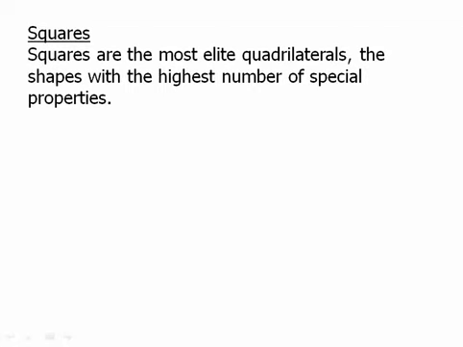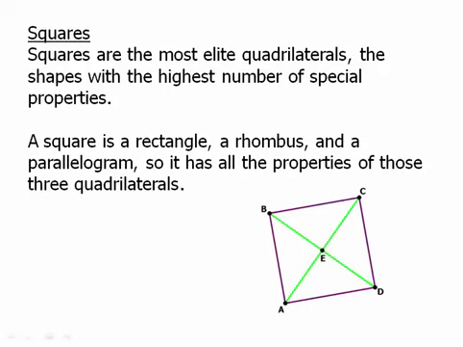Finally, among this set, we'll talk about squares. Squares are the most elite quadrilaterals, the shape with the highest number of special properties. A square is a rectangle, a square is a rhombus, and a square is a parallelogram. So it has all the rectangle properties, all the parallelogram properties, all the rhombus properties. And so it's a very, very special shape.